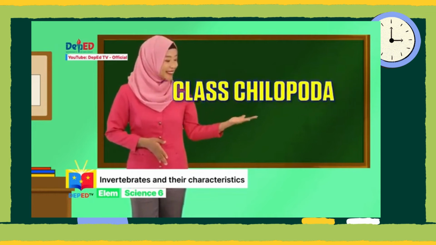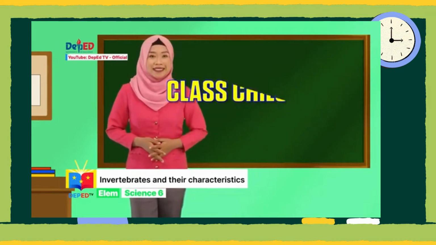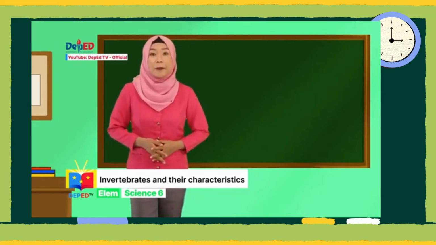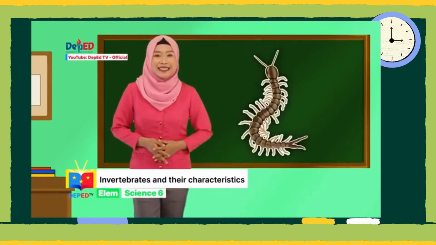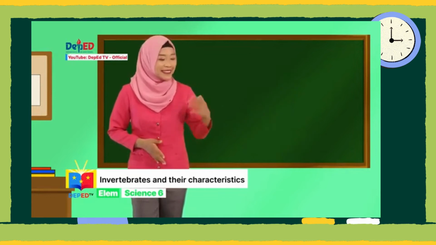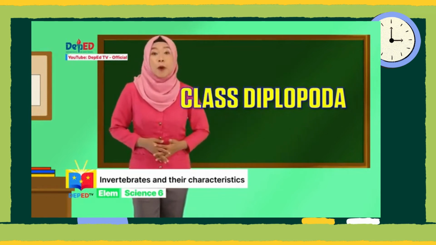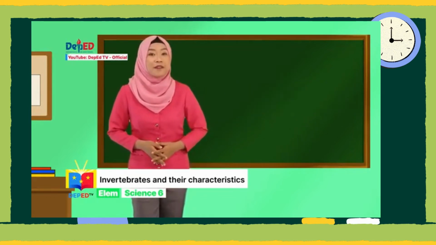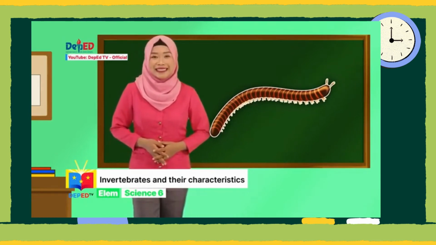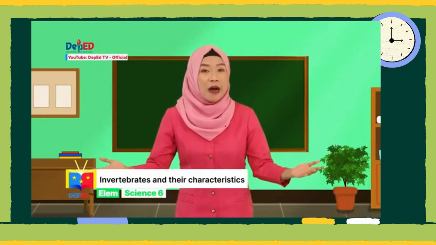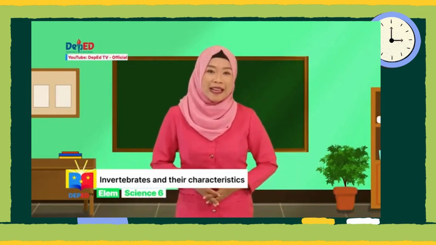Fourth, class Chilopoda. It has 1 pair of legs per segment. The example is the centipede. And fifth, class Diplopoda. It has 2 pairs of legs per segment. The example is the millipede. Now, let's learn more about the echinoderms.